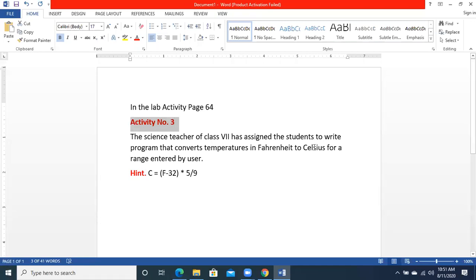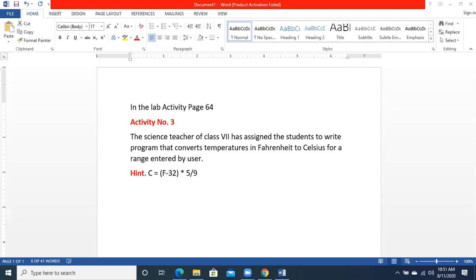अच्छा, अब इसमें लिखा है for a range entered by user. For a range entered by user. For example, user कहता है कि मुझे convert करना है, let's suppose from 101 to 170. So we will have to do accordingly. 90 से convert करना है 100 तक. We have to do accordingly.